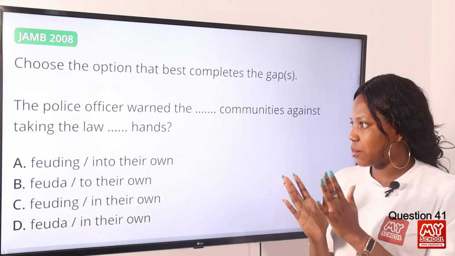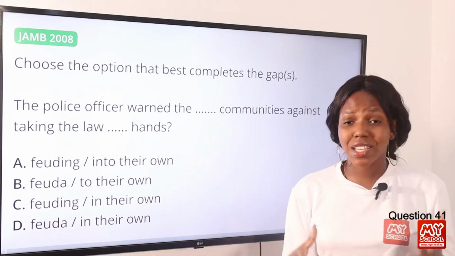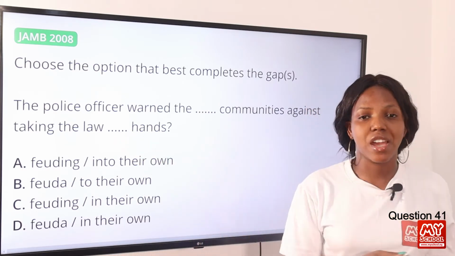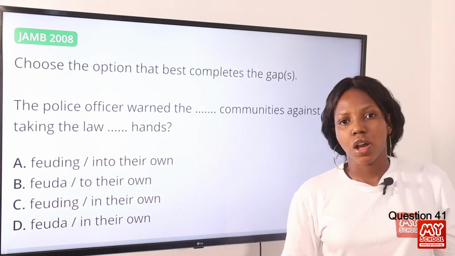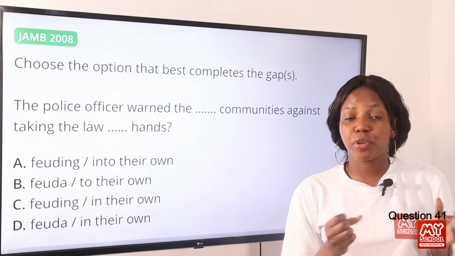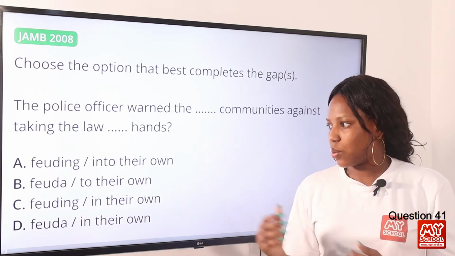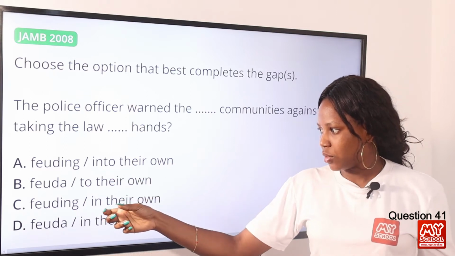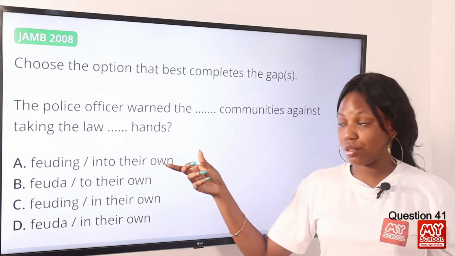The next gap we need to fill is an idiom. It is always expressed as "into their own hands", and it means to punish someone, or to solve a situation or put a situation right by one's own self. It is "into", not "in". So settle for option A, feuding / into their own hands.